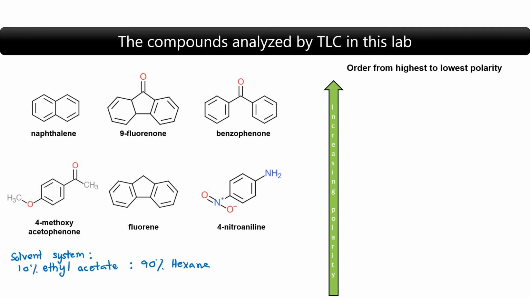The separation of these 6 compounds across the TLC plate is going to be based on their polarity characteristics. If we look at these 6 molecules, which molecule would have the highest polarity? We're going to try to list them from the highest to lowest polarity. If we look at these molecules, we see that 4-nitroaniline seems to have charged groups in the molecule, right? And charged groups mean that this molecule is an ionic molecule.